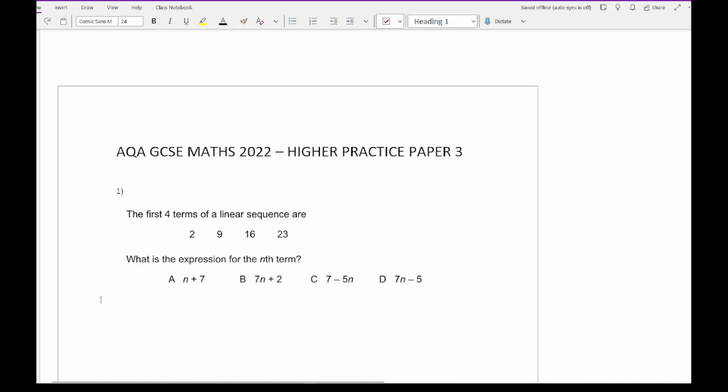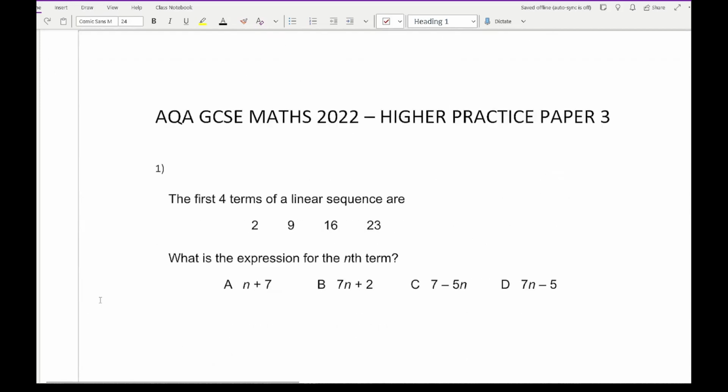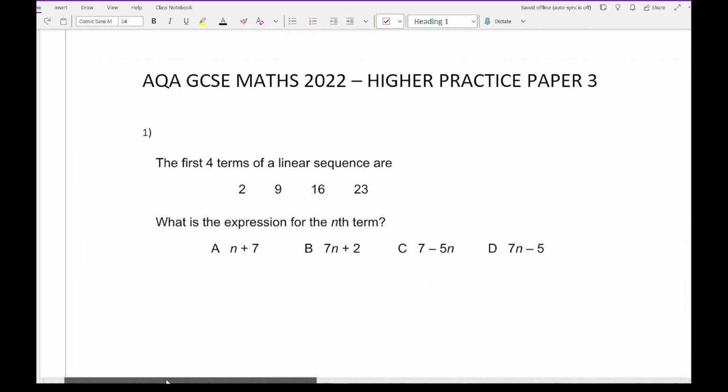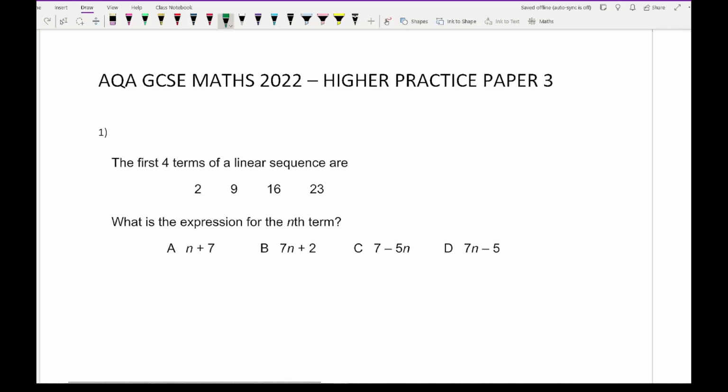So let's get started with the first question. Let me just quickly zoom in so we've got it full on the screen, and let me move it to the side. So question 1 involves sequences, and it says the first 4 terms of a linear sequence are 2, 9, 16 and 23, and the question is asking us to find the expression for the nth term. Here, because the difference is plus 7, we're definitely going to have a 7n in the formula. And what I need to do from 7 to get to the first term, which is 2, is take away 5, so the correct answer is going to be D.